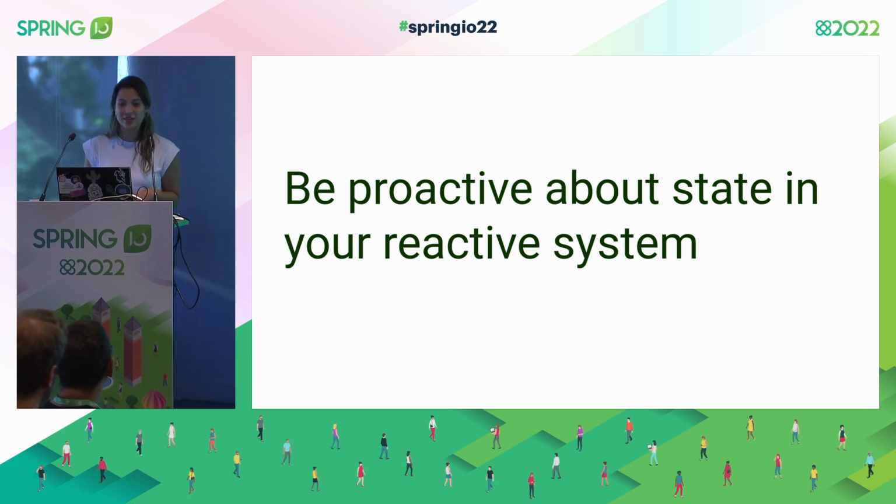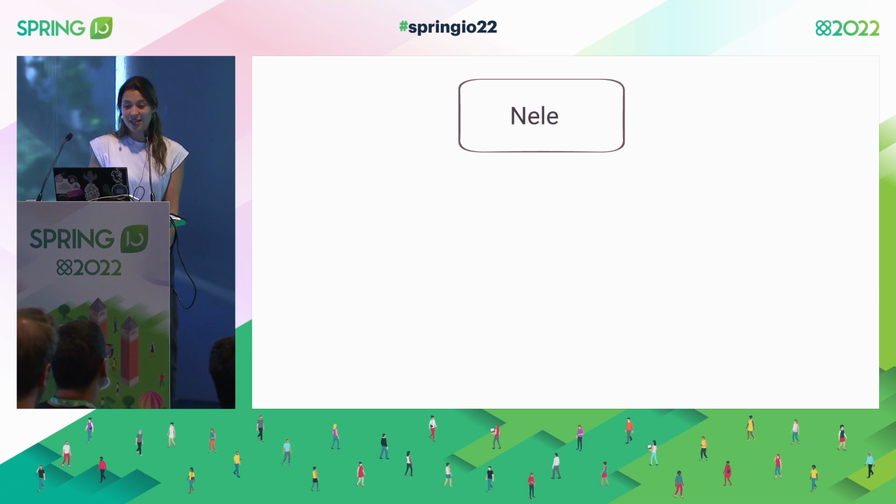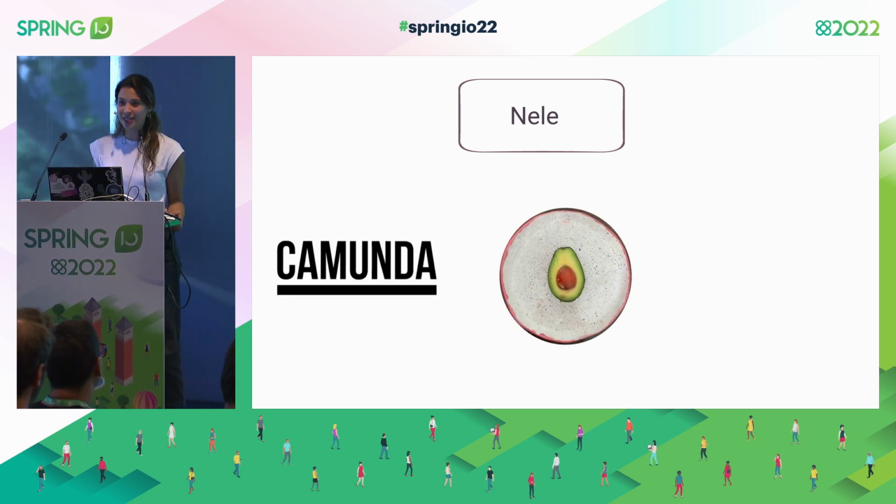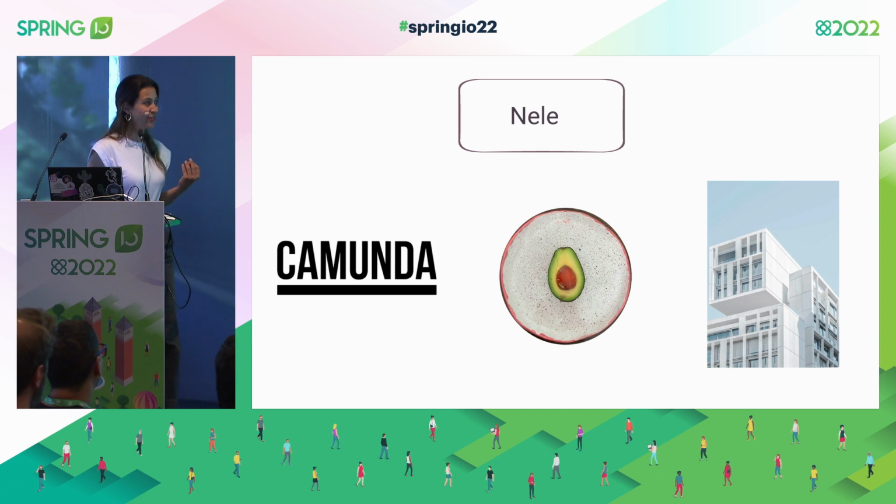So let's get started. Who am I? My name is Nele. I work at a company called Camunda, and I'm a developer advocate. And what I'm really passionate about when it comes to coding and software is actually the architecture. I really like it because it has a lot of different patterns. You can find different shapes there, and it's not like black and white.